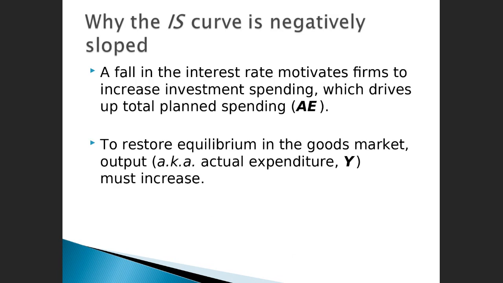Why is the IS curve negatively sloped? A fall in the interest rate motivates the firm to increase investment spending, which drives up total planned spending, aggregate expenditure, and to restore the equilibrium in the goods market, actual expenditure Y must increase. These are the critics.